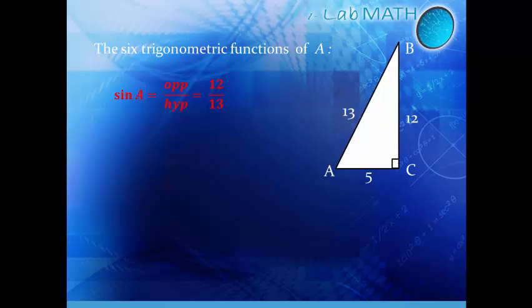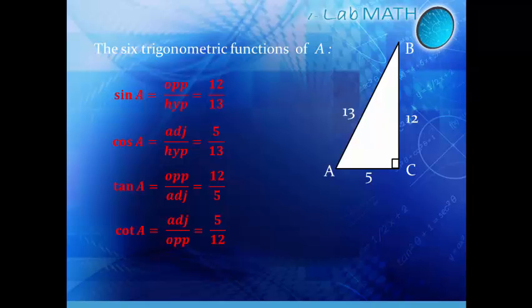Sine A equals opposite over hypotenuse equals 12 over 13. Cosine A equals adjacent over hypotenuse equals 5 over 13. Tangent A equals opposite over adjacent equals 12 over 5.